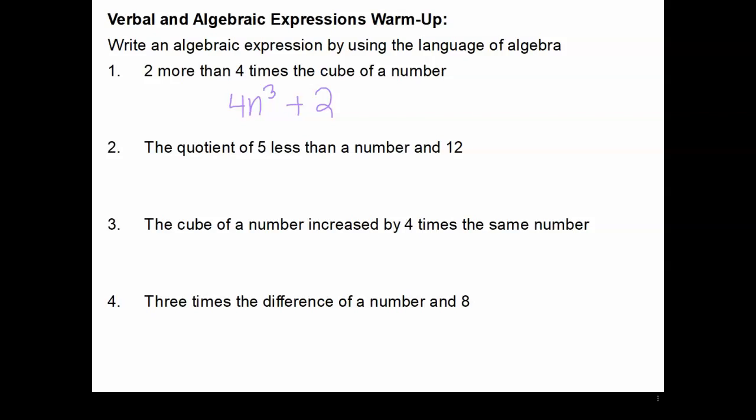Number 2, quotient means division. The word and tells you where the division bar occurs. So the quotient of 5 less than a number. So that's n minus 5, because you have to take 5 away from the number. Order does matter with subtraction. And tells you where the dividing bar goes. And 12. So the 12 goes in the denominator.